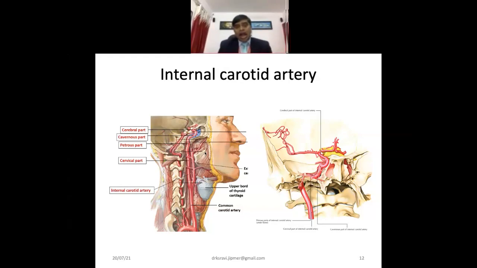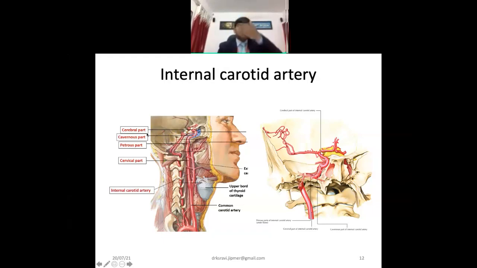So I wanted to say over here that this internal carotid artery has different parts. We have the cervical part, which is in the cervical region. Then when it enters into the carotid canal, in the petrous part of the temporal bone, this is the petrous part. Then when it passes through the cavernous sinus, that portion we call the cavernous part. And then when it pierces the dura mater and enters into the subarachnoid space, it is called the cerebral part.